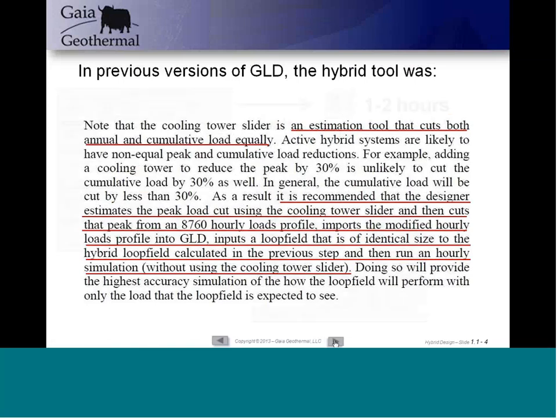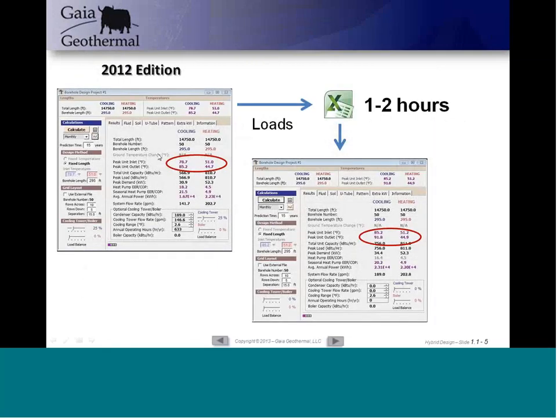And this is kind of what it looks like visually. You might get some preliminary numbers in the software, performance numbers for a design, and then with an estimated slider of 25% here on the cooling side, then you take the loads into Excel and manually manipulate those loads to cut that 25% load, and then you import that modified load into GLD, and then do a new design. You see your new design, your numbers come out differently. This is how we recommended people do it.